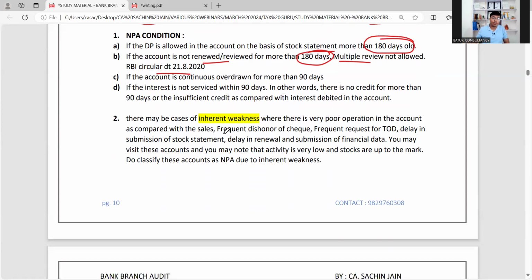If a particular account is continuously overdrawn for more than 90 days, in that case also it is to be classified as NPA. If interest is not serviced within 90 days, in other words there is no credit for more than 90 days, or the credit is insufficient compared to the interest debited, in that case also it is to be classified as NPA. The credit is not even as much as what was debited; if the situation persists for 90 days, the account should be classified as NPA. So these are the conditions for a CC account becoming NPA.